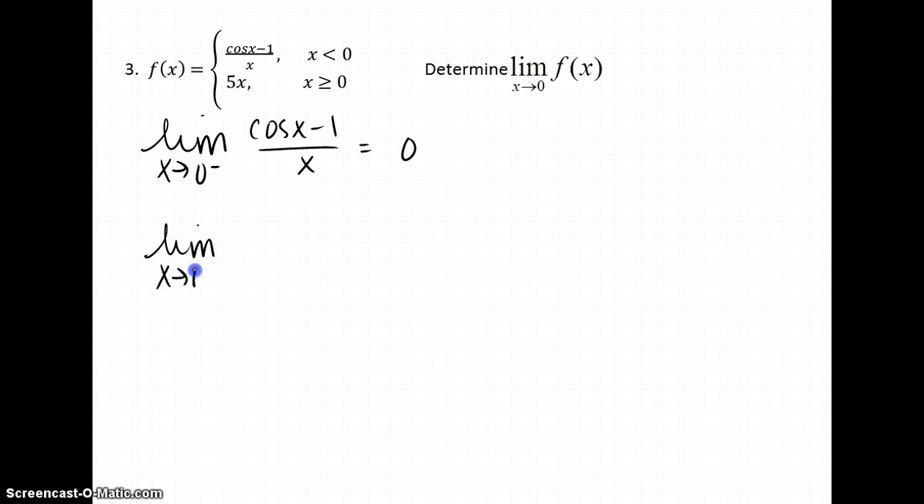The limit as x approaches 0 from the right-hand side, we would evaluate the line at 0 and get a value of 0 as well. Therefore, the limit as x approaches 0 exists, and it is 0 as well.